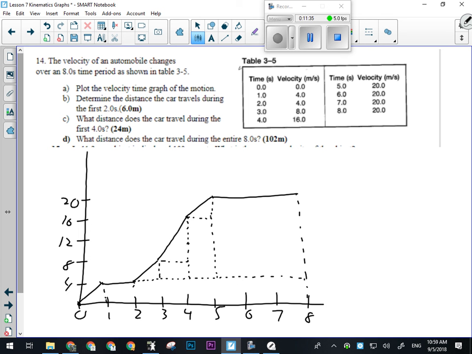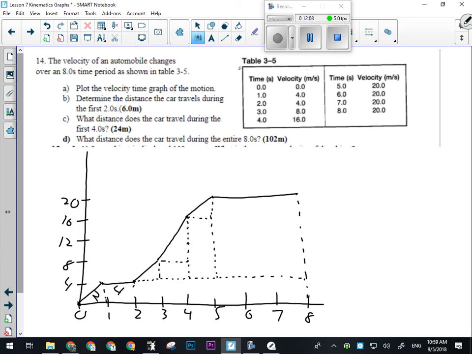All right. So determine the distance the car travels during the first 2 seconds. During the first 2 seconds, I've got this acceleration phase, where my average velocity is actually half of 4. So I'm going to go 4 times 1, which is 4, over 2 is 2. So this one is 2 here. And then I've got this rectangle. Well, actually, I'm only trying to do it to 2 seconds here. So from this one here will be 4. So in the first 2 seconds, it travels 6 meters. Everybody all right with that?